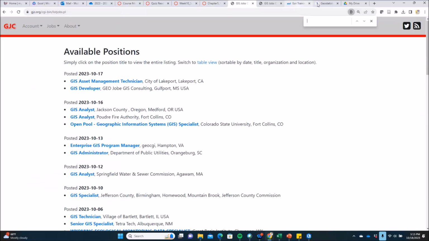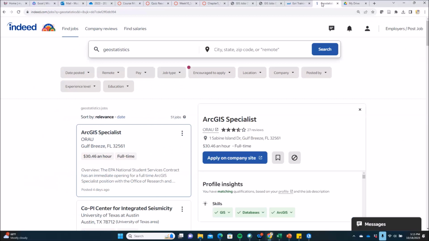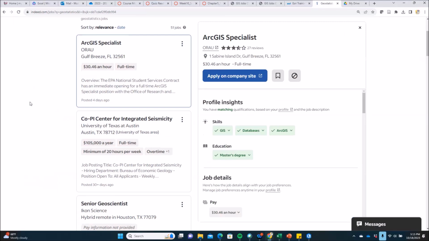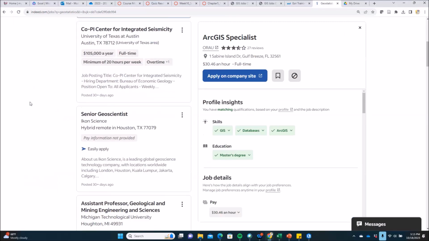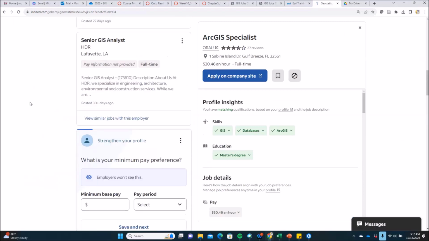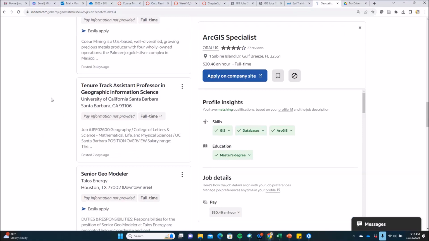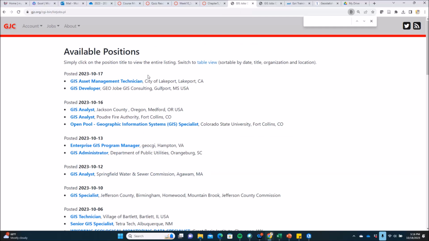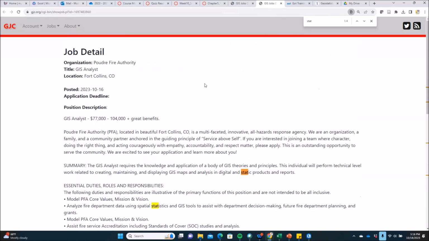One of the things that I did see with GIS and geostatistics, we'll focus on this one in a second here, but if you go to geostatistics and go to Indeed and look at geostatistics, you can see a lot of things here with geoscience, seismicity, GIS analysts with HDR, engineering, infrastructure, environment. So a lot of things with mining and geostatistics, but one of the ones that I thought was really neat here was this job here in the Poudre Fire Authority in Fort Collins, Colorado.